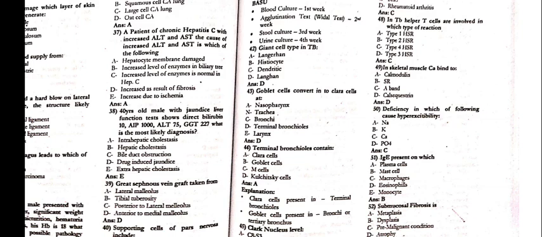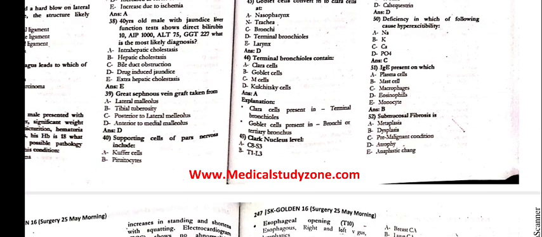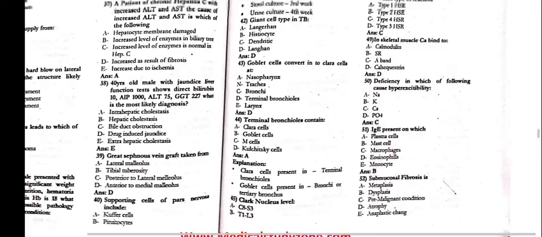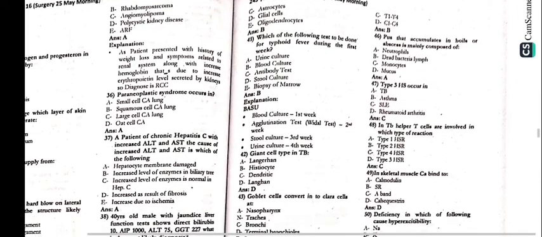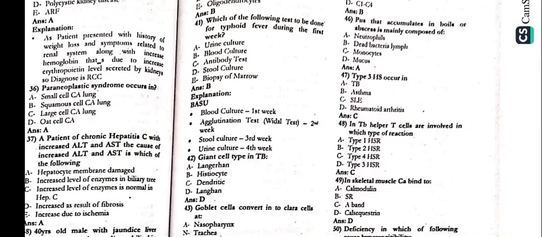Next 43, goblet cells convert into Clara cells at the D, that is the terminal bronchioles. 44, the terminal bronchioles contain A, the Clara cells. 45, Clark nucleus level, that is T1L3. Next 46, the pus that accumulates in boils or abscesses is mainly composed of neutrophils.